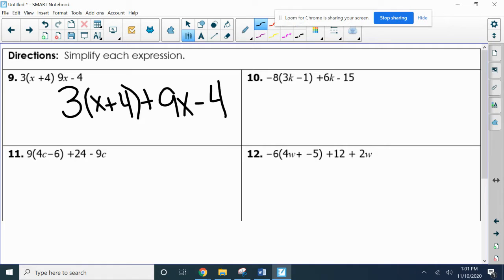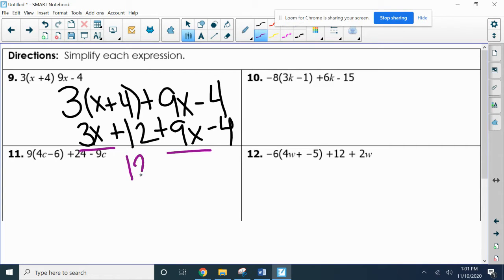All right, so we're going to go ahead. We're going to distribute that 3. So we know 3 times 1x is going to give us 3x. And then 3 times 4 is going to give us 12. And then we're going to bring down plus 9x minus 4. And then our last step, now that we have no parentheses left, is to go ahead and combine any of our like terms. I see 3x and 9x is going to give me 12x. And then I see positive 12 and plus a negative 4. A positive and a negative, we're going to subtract and keep the bigger sign. So plus 12 minus 4 is 8. 12 is bigger. So positive 8.